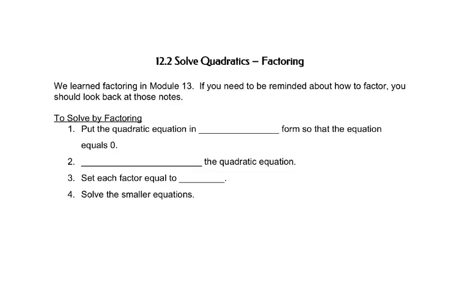In this section, we'll solve quadratic equations by factoring. Now, we did factoring in Module 13, so if you've forgotten how to do it, then go back and look at those notes. The idea is that we put the quadratic equation into standard form so that we can factor. Then we factor the quadratic equation. Then we set each factor equal to 0, and we solve the smaller equations.